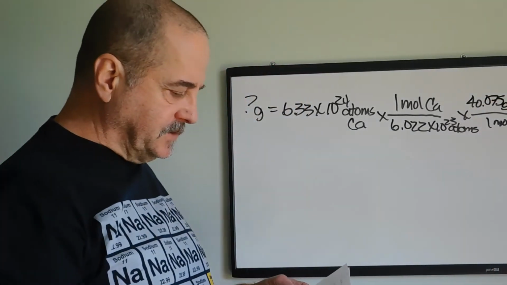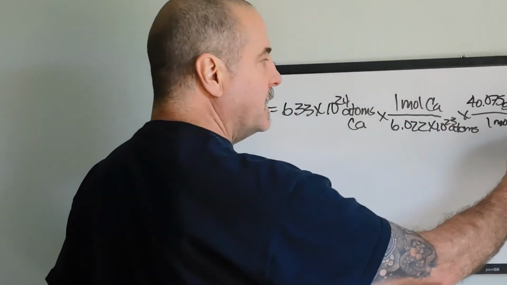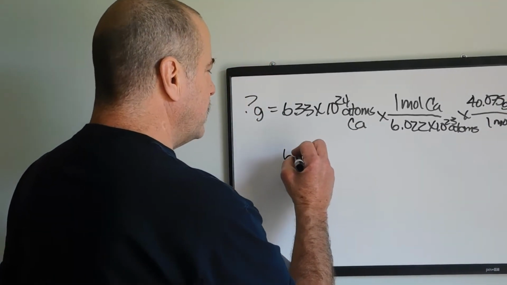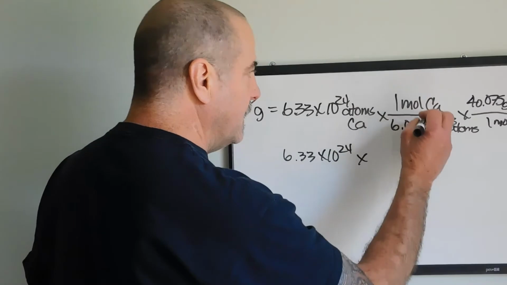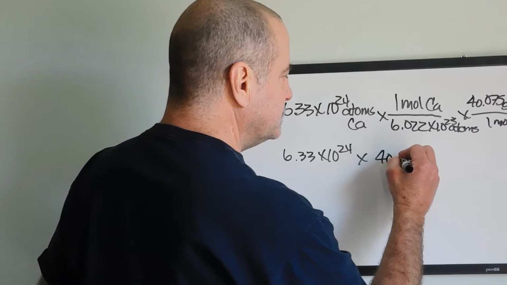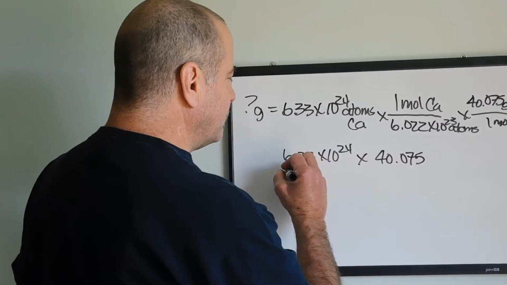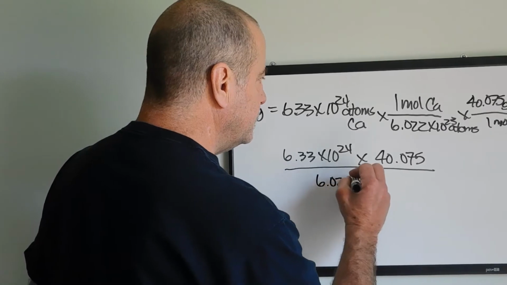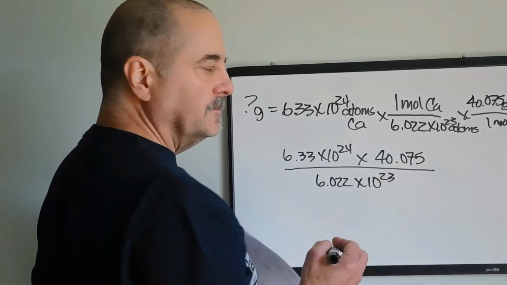Now, when you're multiplying this out, you remember you multiply across the top, then you multiply across the bottom, then you divide the bottom into the top. So you're going to get 6.33 times 10 to the 24th times 1, which we're just going to ignore, times 40.075. Then you're going to divide that by 6.022 times 10 to the 23rd times 1. Okay?